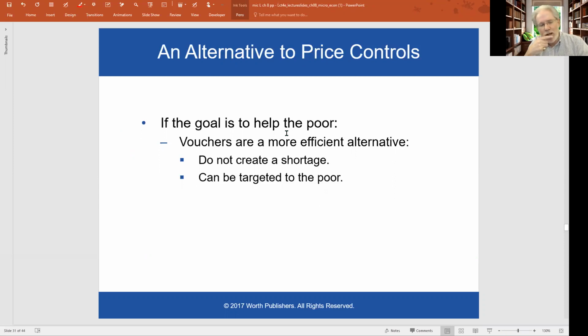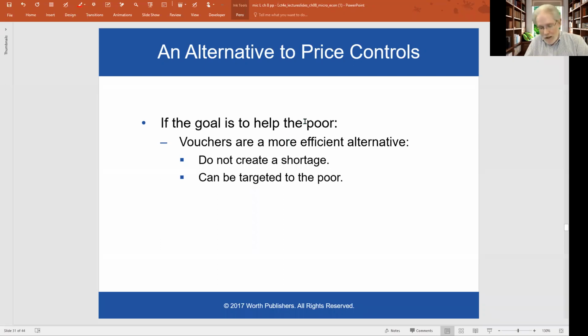Economists, sometimes we make the mistake of simply pointing out the bad consequences of certain policies. It's good also to point out alternatives. The intention behind rent control is to help low-income people who are renting. Okay? And that's not inherently a bad thing to do.